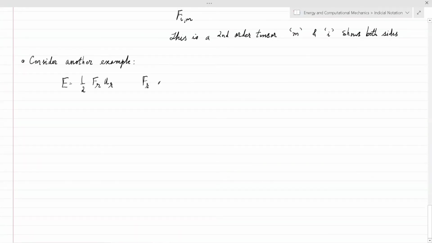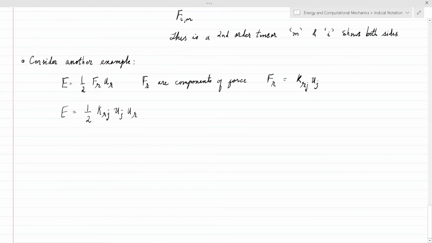Now consider another example. Let's say I have the strain energy of a system. This is going to come up a lot. Say I have a situation where I have the energy of a spring, 1/2 times F_r u_r. R is repeated, is that correct? Since R is repeated, there is a summation over R, and as a consequence, this is a scalar quantity. Energy is a scalar quantity.